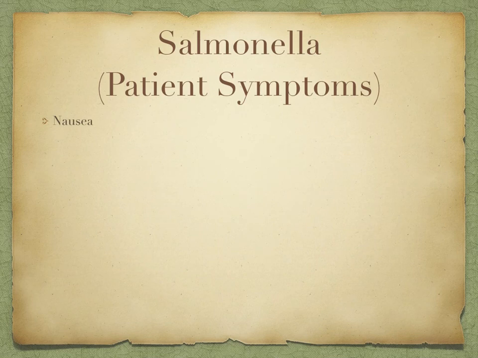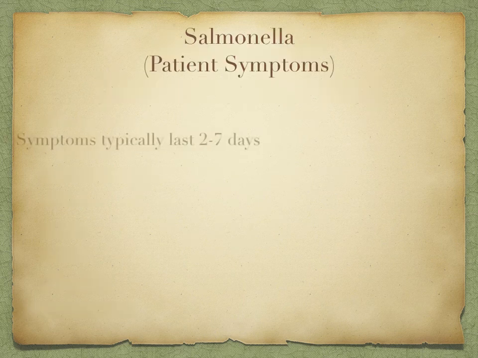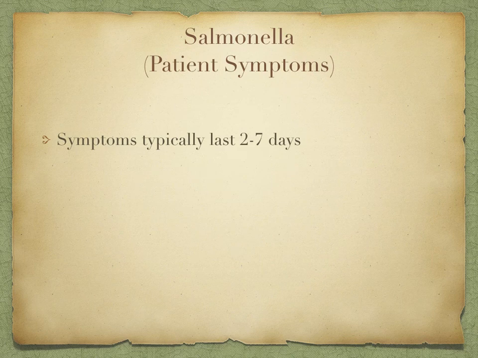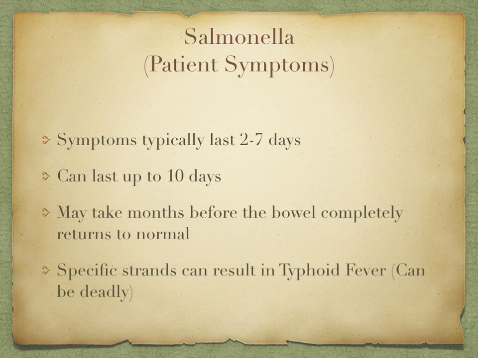Okay, so when you get infected with salmonella, you're going to present with a variety of symptoms. You've got nausea, vomiting, abdominal cramps, diarrhea, fever. You'll get chills, headache, and there can be blood in your stool as well. The symptoms typically last 2 to 7 days. They can last up to 10 days, though, and it can often take months for the bowels to completely return to normal. Specific strains, like I was talking about, Salmonella typhi, can result in typhoid fever and be deadly.